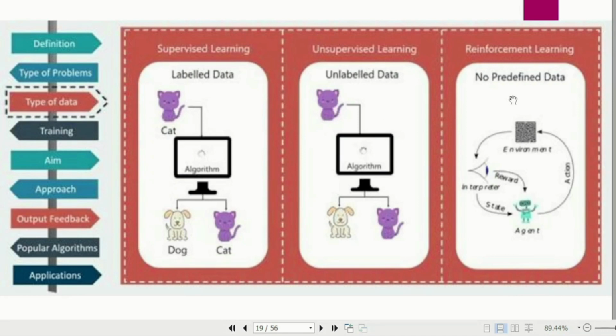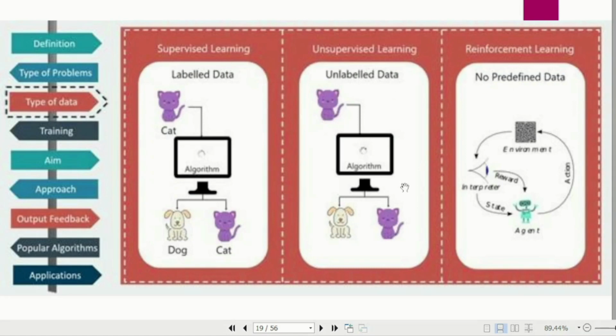Then in reinforcement, again the agent has to do actions according to its environment to learn more about the perfect or correct decision, and this way a robot has to go through the reward or the punishment and repeat. It will repeat again and again. So in short, no predefined data is given to reinforcement learning.